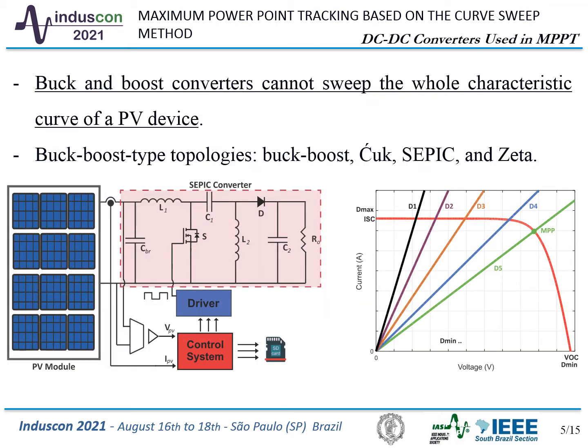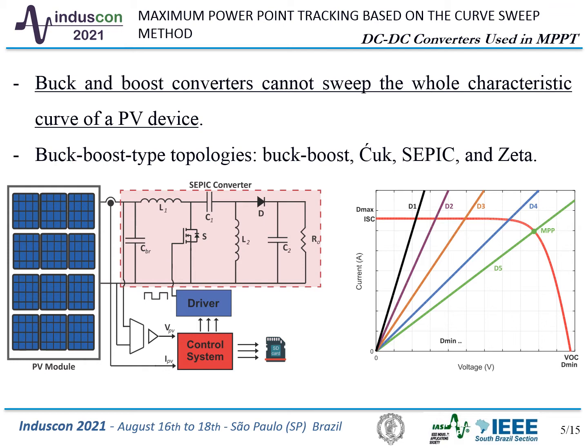Several converter topologies can be used for the implementation of MPPT techniques. Possibly the buck and boost converters are the most obvious choice for this purpose among the classical non-isolated DC-DC converters. However, they cannot sweep the entire current versus voltage characteristic as demonstrated in previous works reported in the literature.